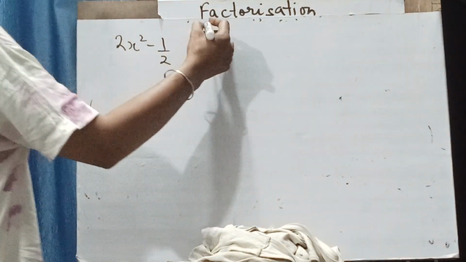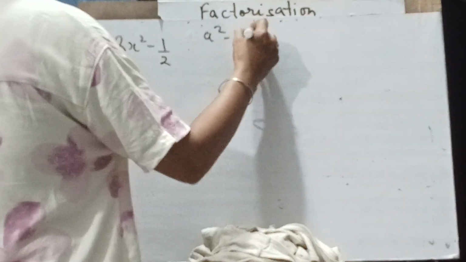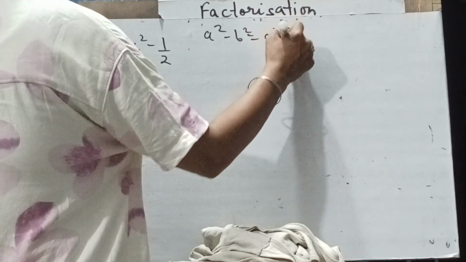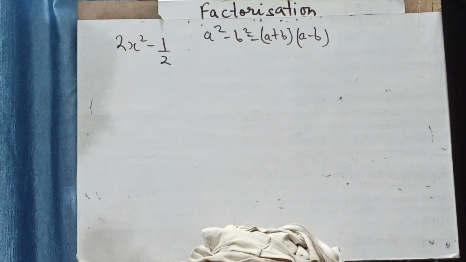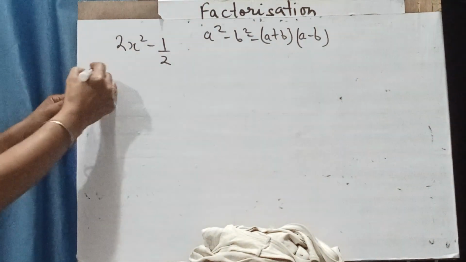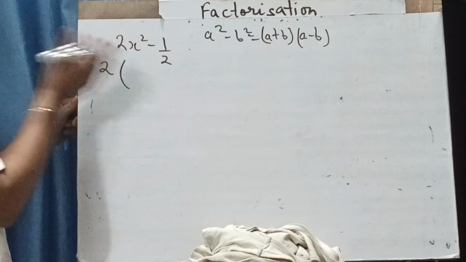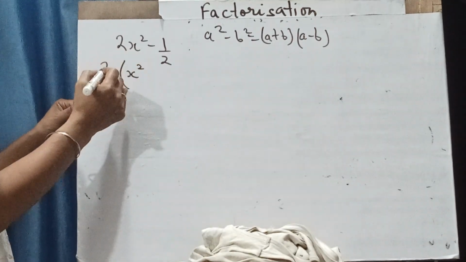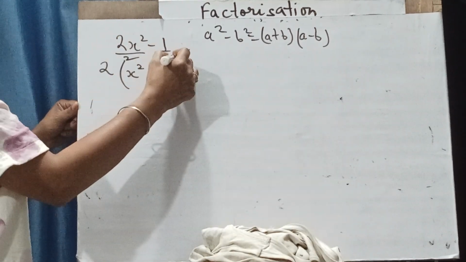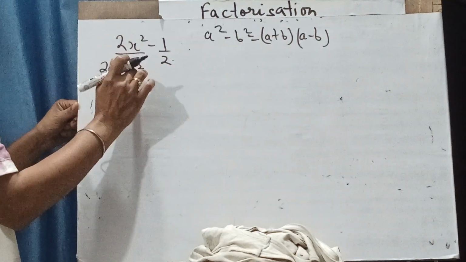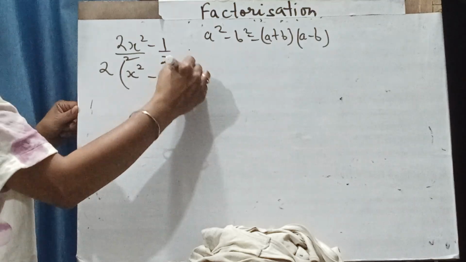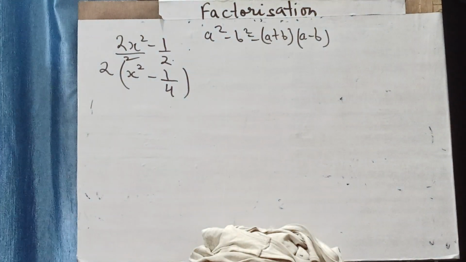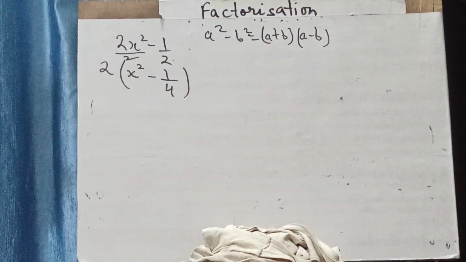The formula which we can use is a square minus b square, but we cannot use any of the formulas we have studied because it is not in that form. But we can bring it into the square form. Simple trick will be, take out 2 outside. Once you take out 2, you will divide this by 2 and this also by 2. You will get x square, and this will become 1 by 4. Now once you have taken out the 2, you have got squares inside.